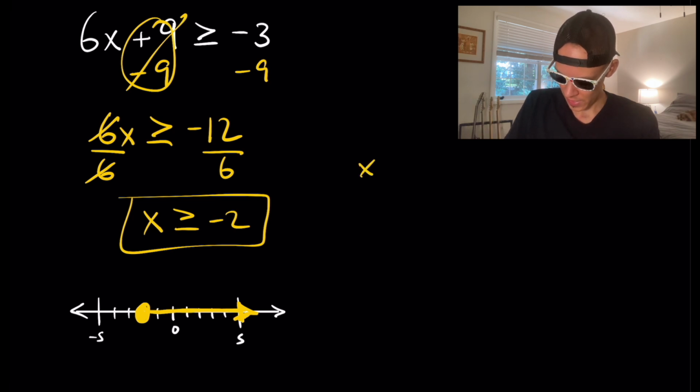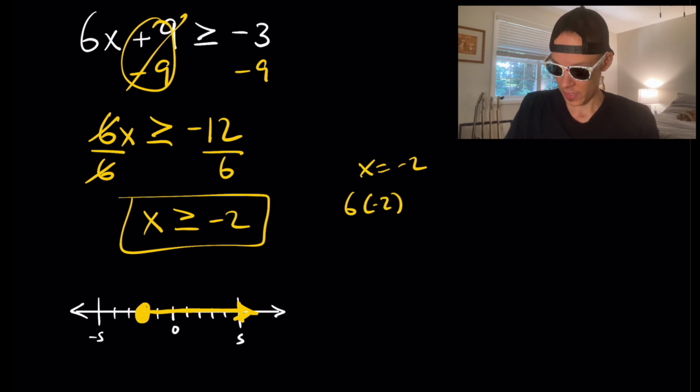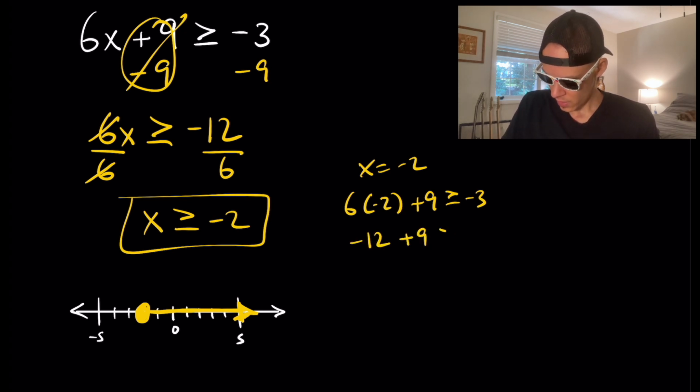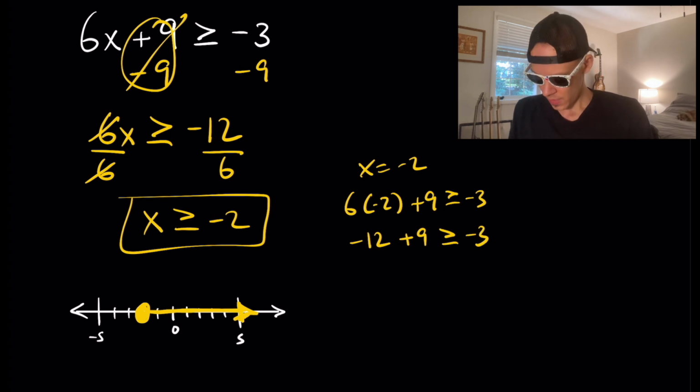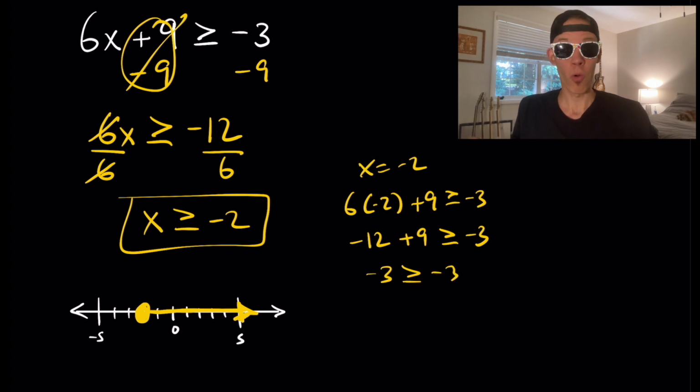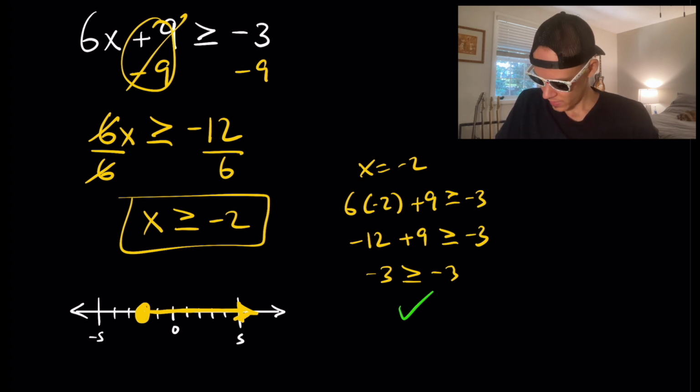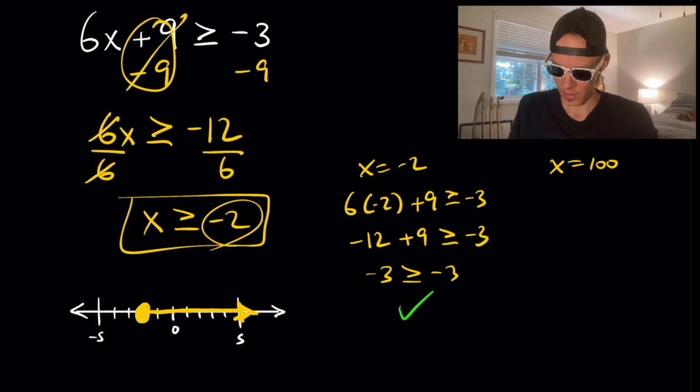Let's test x equals negative 2. So if I plug that into the original inequality, 6 times negative 2 plus 9 is greater than or equal to negative 3. 6 times negative 2 is negative 12. And then plus 9 greater than or equal to negative 3. Negative 12 plus 9 is negative 3. And is that greater than or equal to negative 3? Yes, it is.